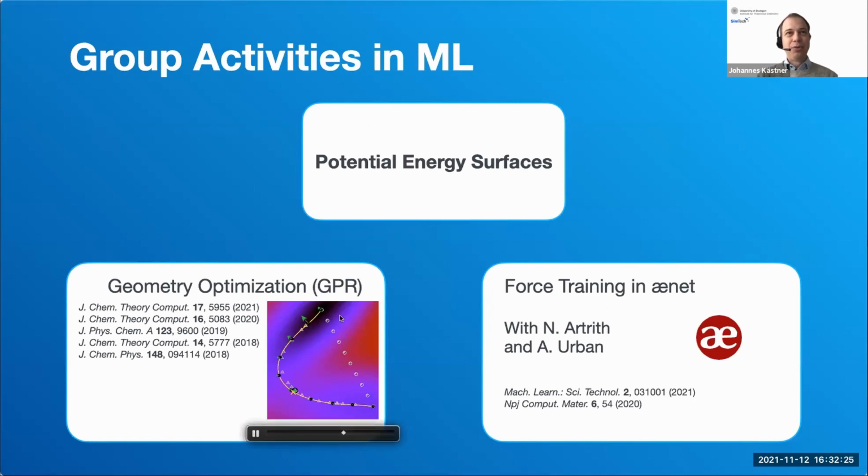But we also use, for example, Gaussian process regression that we have heard in the last talk by Markus Reyer in geometry optimization. So really to provide the training set and increase the training set on the fly during a geometry optimization course in order to find minima, transition states, reaction paths, whatnot. Yes, and we've also done some work in implementing force training in the ANET code in a collaboration with Nong Atris, who will be talking tomorrow, I think, and Alex Urban.